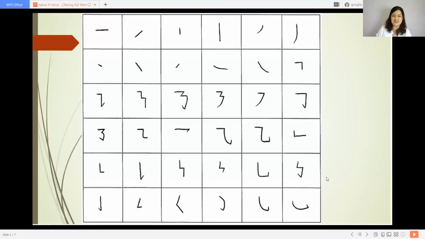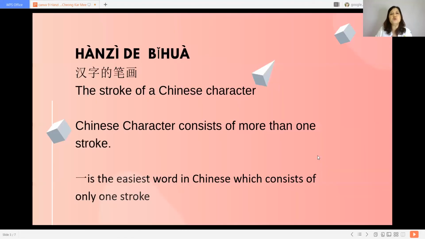Okay, now we proceed to this one. You may ask me, why must we learn all these strokes? Do you have the answer? All these are 36 strokes. Why must we learn all these strokes? Because we may need to use these strokes in order to check the dictionary.